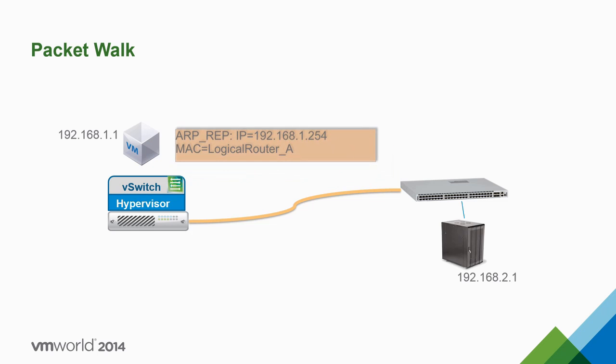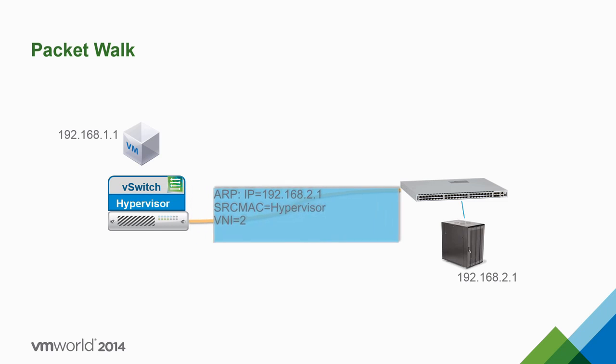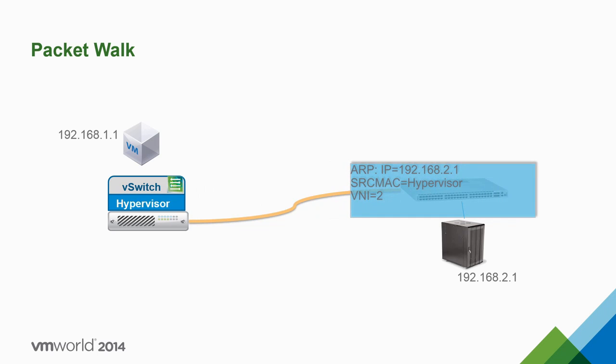And so at this point, the virtual machine knows how to talk to its router, and it can now send a packet to the router. Now, of course, it's going to hit the vSwitch. The vSwitch has to figure out what to do with the packet. So the vSwitch will now ARP for the destination of the packet. And the destination of the packet is that physical server off on the right-hand side. So the ARP packet goes across to the physical switch. It's sent inside a VXLAN tunnel.